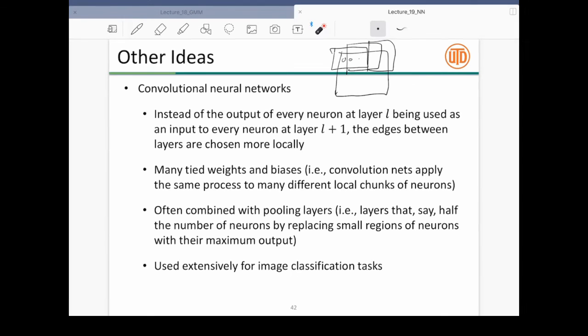And oftentimes this is combined with pooling layers. We basically halve the number of neurons by replacing small regions of neurons with their maximum output, right? So instead of taking the average, you take the max. So it's called max pooling, okay? And this is more common for computer vision problems, for image classification.